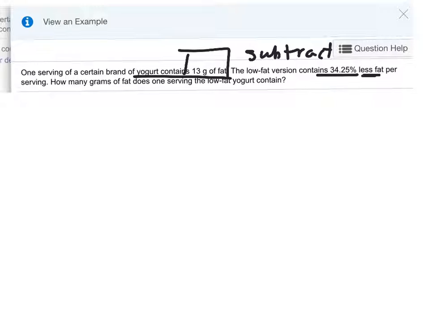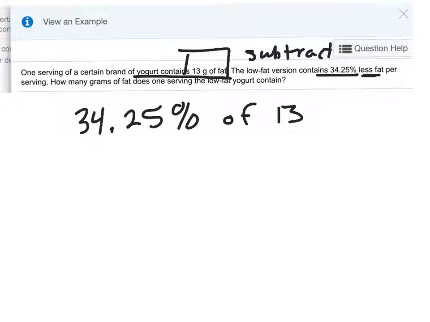So first of all, we've got to figure out what is 34.25% of 13. So how many grams of fat are going to be removed? First step, hopefully you'll remember from the text, is that we have to convert this percent into a decimal. In order to do that, you move the decimal place 2 places to the left. So that's going to be 0.3425. And of course, remove the percent sign.